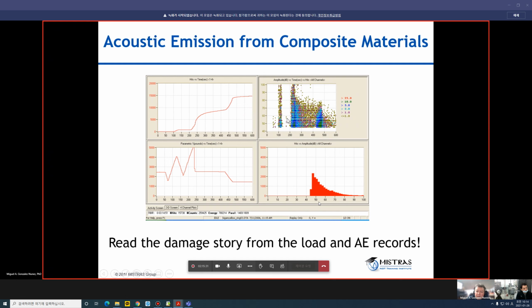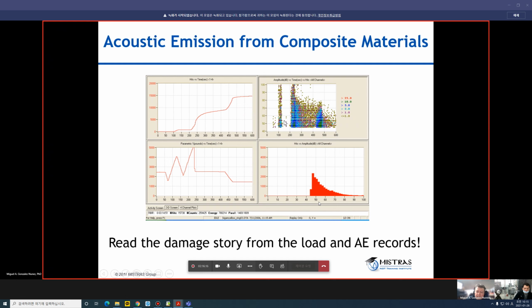Now this is another type of plot in which you see the amplitude of the signal versus time. And the coloration is related to the number of hits detected at different times during the loading schedule. So you see at about 100 seconds is when we are increasing the load, and this is the corresponding generation of hits and the amplitude generated. But you see, most of the hits were low amplitude.